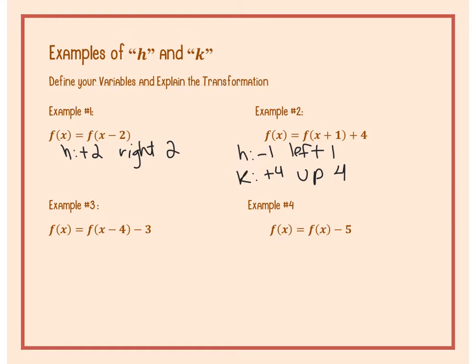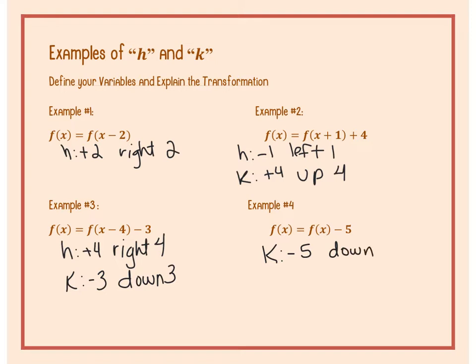For example 3, again we have an h and k. H is inside the parentheses always, and we change the sign on what we see. So this is going to the right 4. Outside the parentheses is my k value. If k is a negative 3, it's going down 3. Number 5, there's only one number and it comes after the parentheses. So the k value comes after the parentheses, and it tells us that the graph is going down 5.